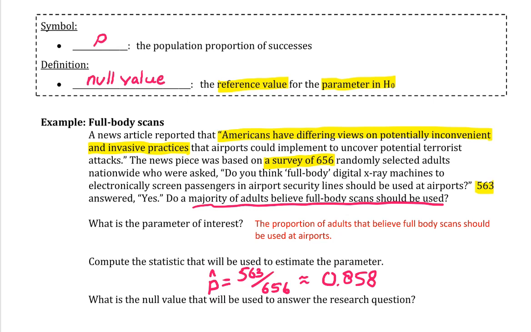Lastly, what is the null value that will be used to answer the research question? Remember, the null value is your reference value for the parameter. Here we're trying to determine if a majority of adults believe full body scans should be used. So here our parameter P will be 0.50.